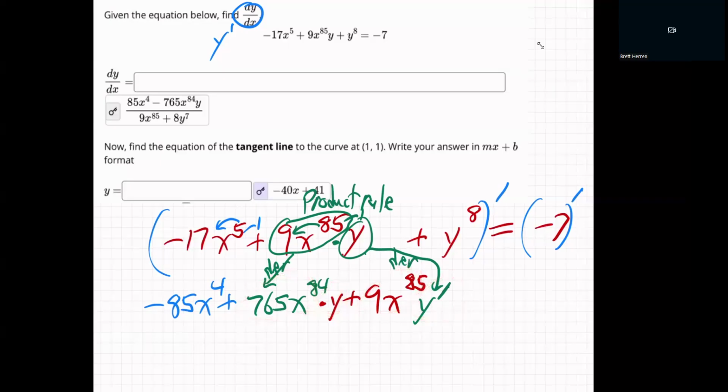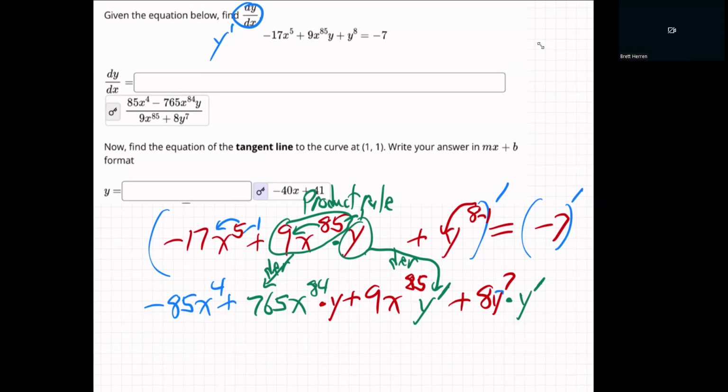Plus, okay, now what about this? Well, the 8 will come down, y to the 7th, subtract 1 from the power. But that's not all, times y prime. Why? Because of chain rule.